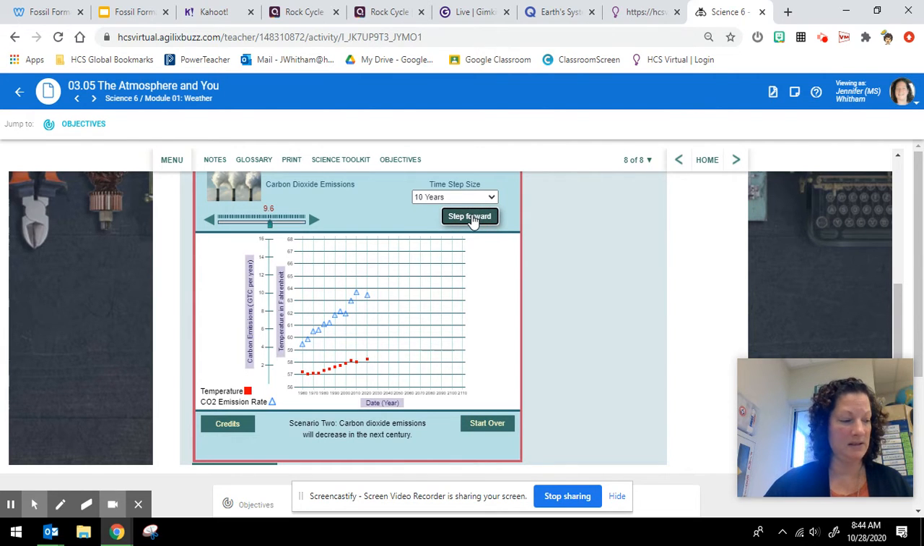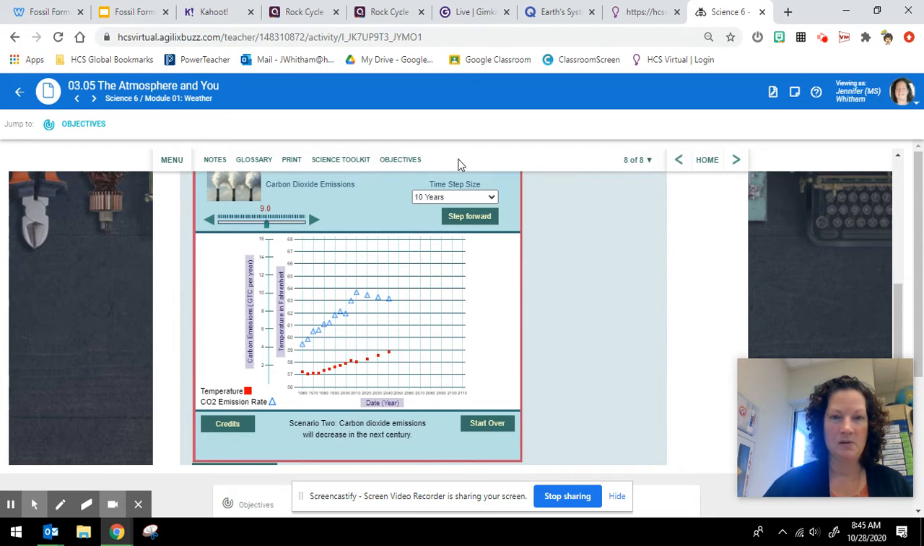Okay, that gives us a carbon emission of 9.6 and a temperature of 58.25 for 2020. Okay, I'm going to decrease the carbon dioxide emission again to 9.4, and then it gives us a step forward and a temperature of 58.5. Decrease, step forward, 58.75 is our temperature.